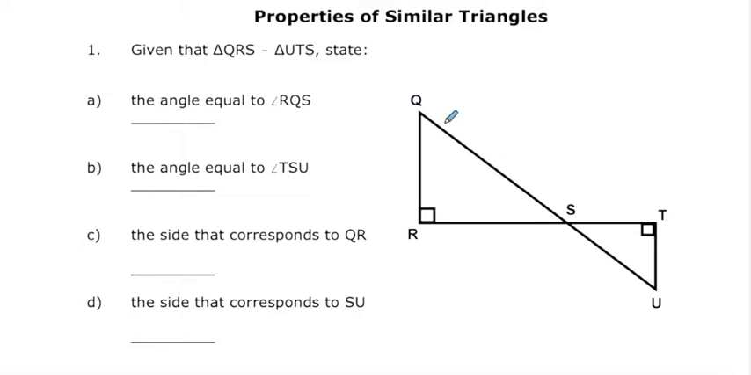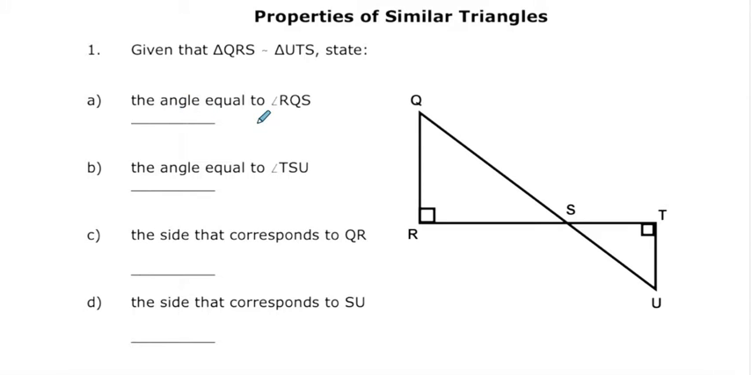So the Q and the U are those common angles. So whatever order they go in would be the order that the angles are going to be common. And sometimes it's helpful if you can just imagine rotating this smaller triangle so that it's oriented the same as this larger triangle. So keep that in mind.